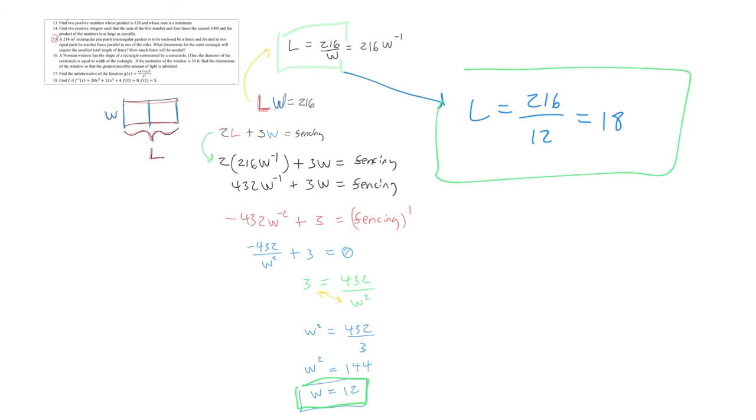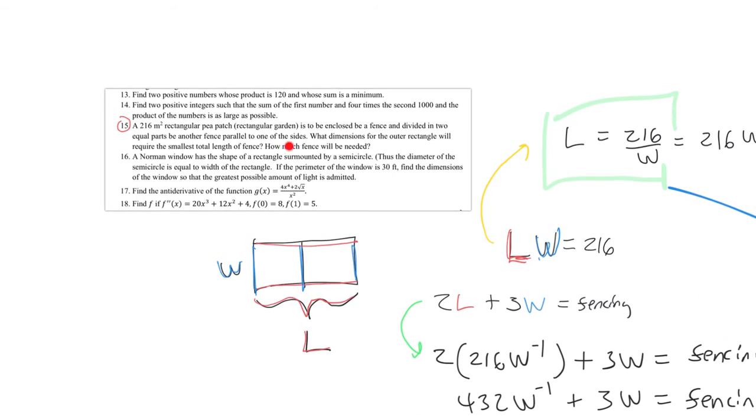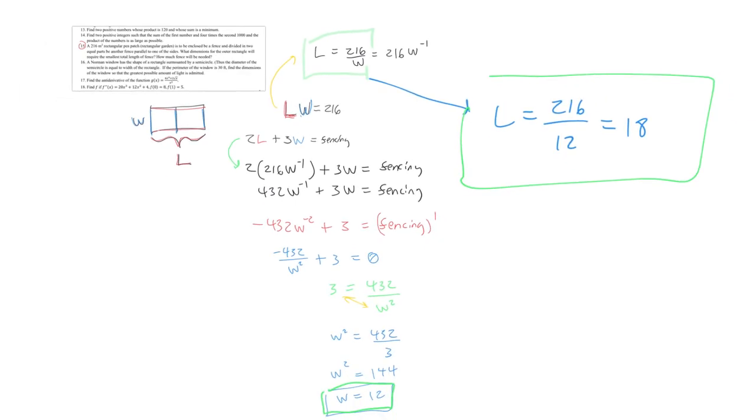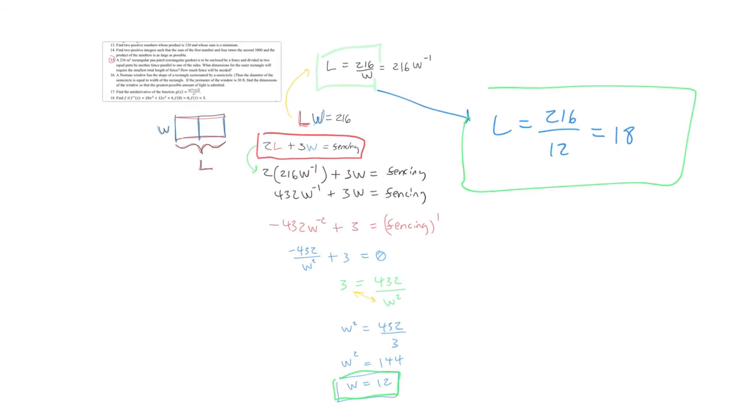And they also asked how much fence will be needed, and that's given by this equation here, right? So L is 18, so that's going to be 2 times 18, which is 36, plus 3 times W. W is 12, so 3 times 12 is 36. So that's going to become 36 plus 36, which is 72 units.